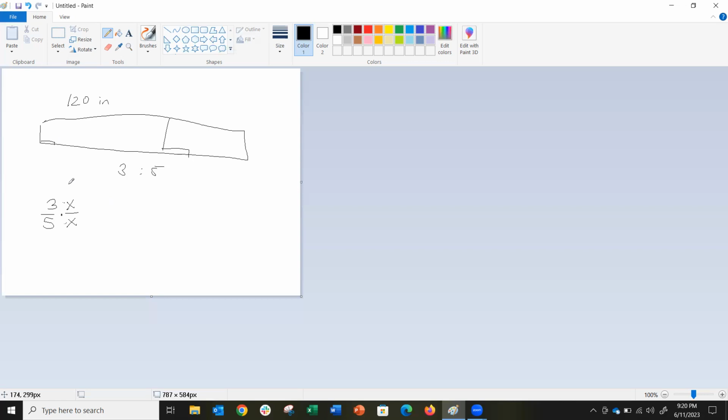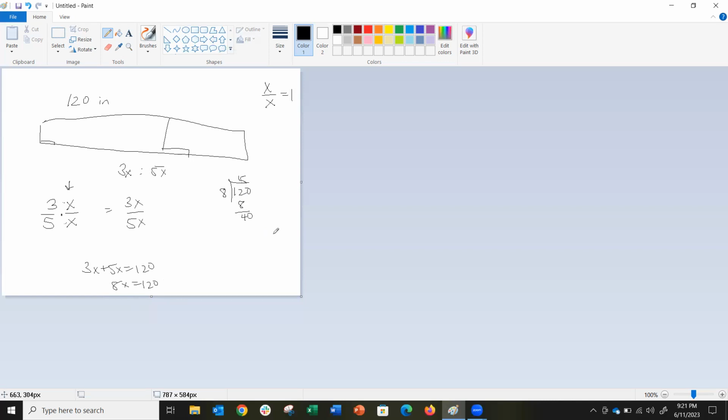I'm going to multiply it by this very tricky one, this x over x. Also remember that anything divided by itself is 1. So what this now says is I've got 3x over 5x. Or I want to multiply each piece by this number. We don't know what it is. It's called x. So when I add these together, this 3x and this 5x, they have to add up to 120. Combine my like terms here, and then divide by 8. So we'll divide by 8.